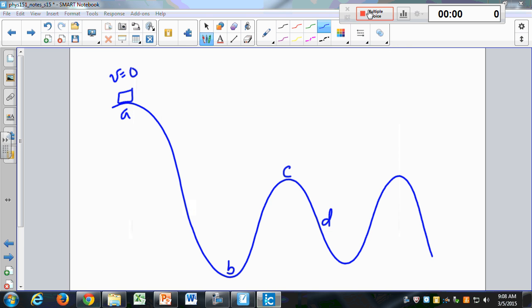All right, which of those locations has the most kinetic energy? A, B, C, or D? And then the next question I'll ask, of course, is which has the most potential energy? And then the next question I'll ask is which has the highest speed at which of those points? But first, which has the most kinetic energy?